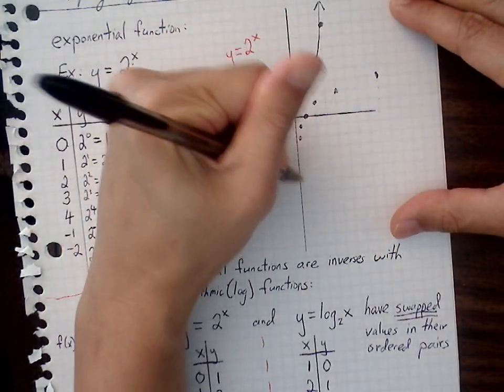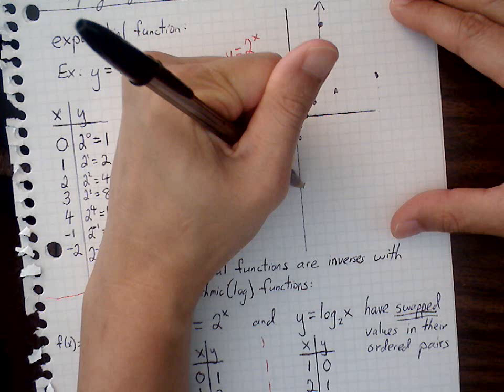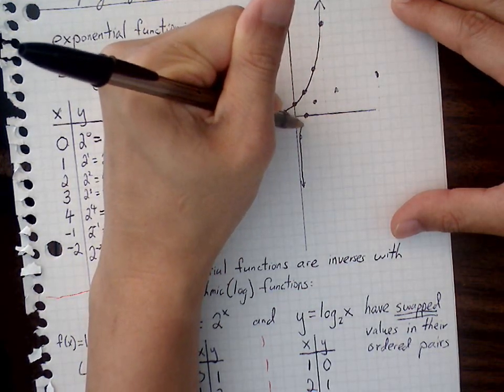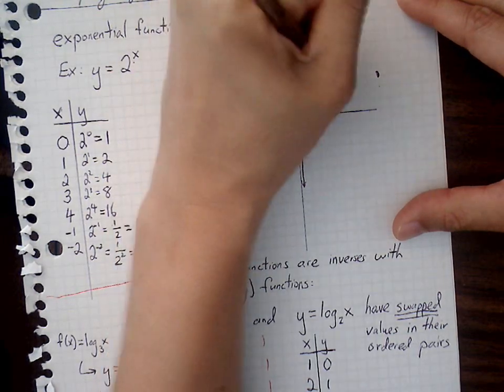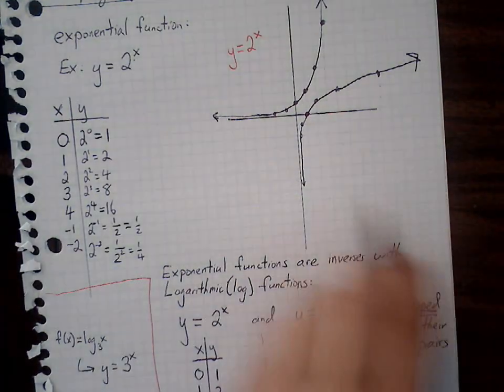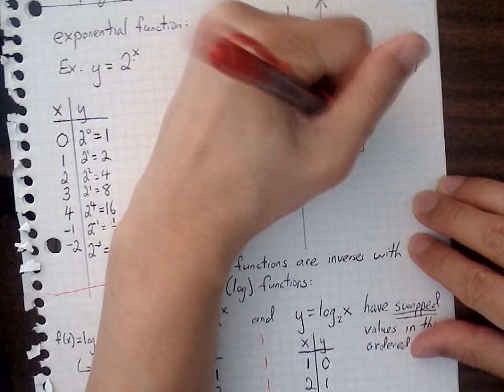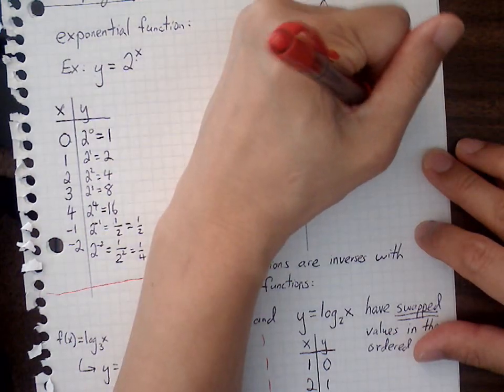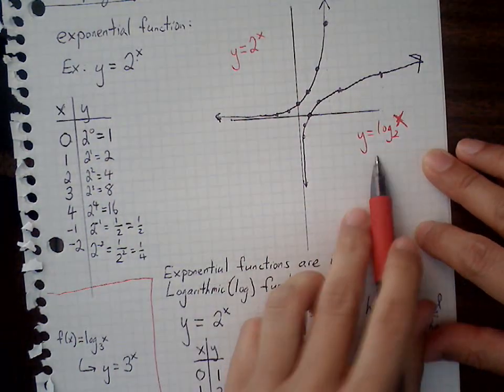It's going to kind of hug the y-axis here, it gets closer to it, but then it's going to rise, but at a very slow rate. So what we're looking at here is y equals log base 2 of x.